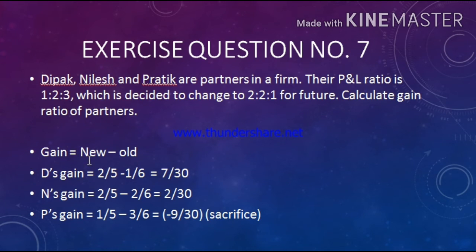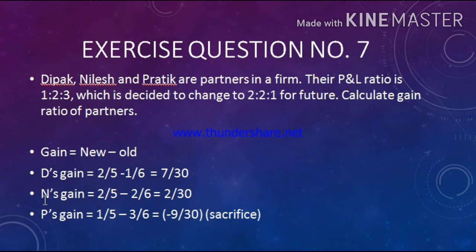Gain is equal to, as you know very well, new minus old. You can write new minus old instead of writing new share minus old share. First partner, that is D. So D's gain is equal to new share, that is 2 by 5, minus old share, that is 1 by 6, is equal to positive 7 by 30. If the answer comes positive by applying the formula of gain, it means that partner is gaining.